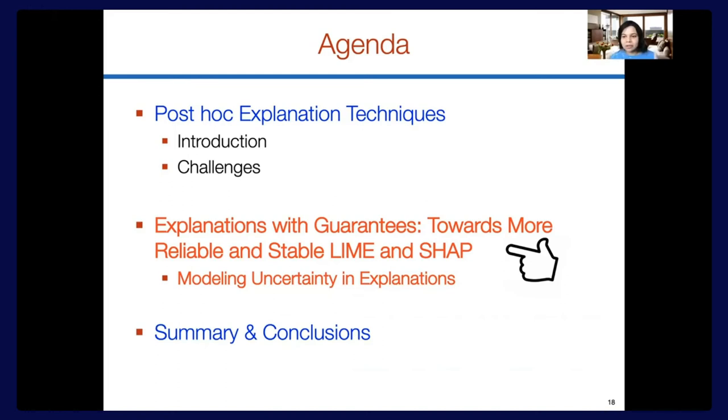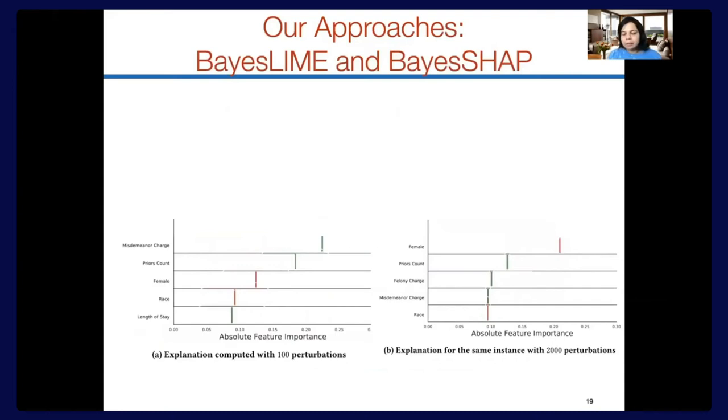In this recent work that we have, we are trying to provide a first cut solution to these problems. Let me first show you what we are trying to do in terms of our explanation look and feel, and then I'll talk about how we are trying to get there. If you remember, this is the LIME explanation that I showed a few slides back. Here is an explanation that we got for an instance on the COMPAS data set with 100 perturbations using LIME, and here is an explanation for the same instance with 2000 perturbations.